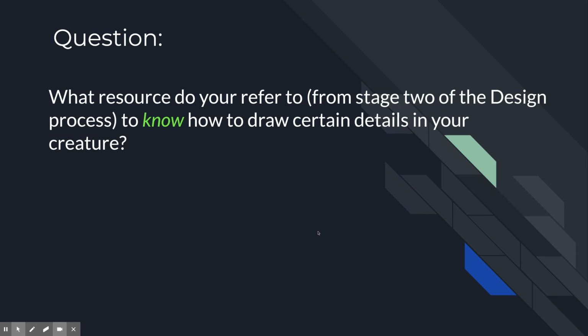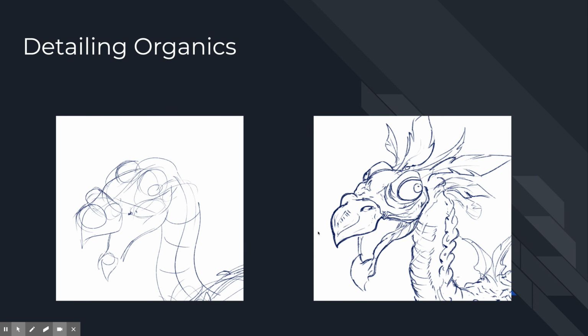Quick question: what resources do you refer to in the design process to know how to draw certain details? How could you know how to draw certain things? Because if we go back to this creature over here, there is a lot happening, right? We've got wrinkly skin, feathers, bony beaks, a whole lot of anatomy in here. So where does the artist get this information? For beginners, especially those who have not really drawn much, this is a major leap.